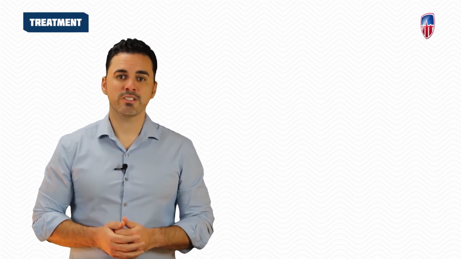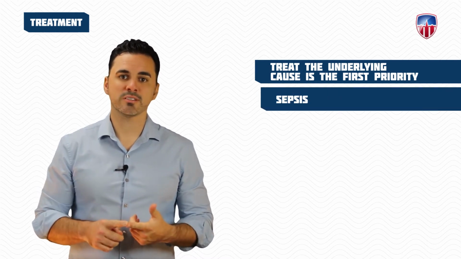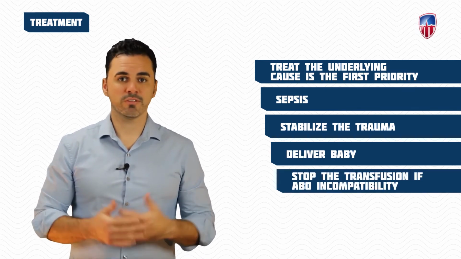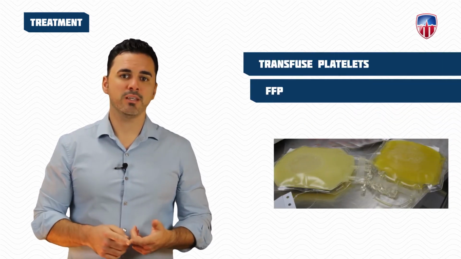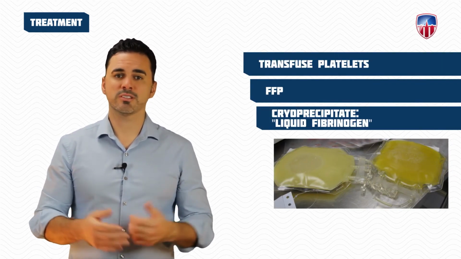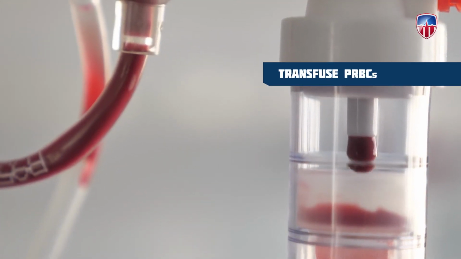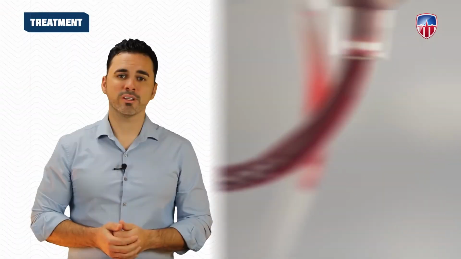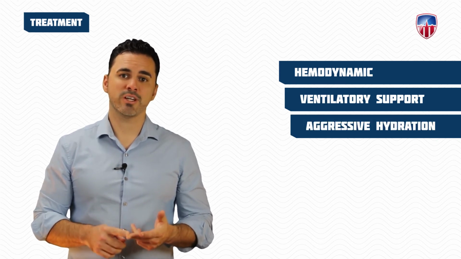Now, as far as treatment for DIC, the first priority is to treat the underlying cause. Either treat the sepsis, stabilize the trauma, deliver the baby, or stop the transfusion if there's an ABO incompatibility. Next, you're going to transfuse platelets, FFP, and/or cryoprecipitate, which is essentially liquid fibrinogen. You might also transfuse PRBCs. Now, there's little evidence for giving an antithrombotic like heparin, so it's generally not supported. And then as far as supportive measures, they're going to ensure hemodynamic and ventilatory support and aggressive hydration.